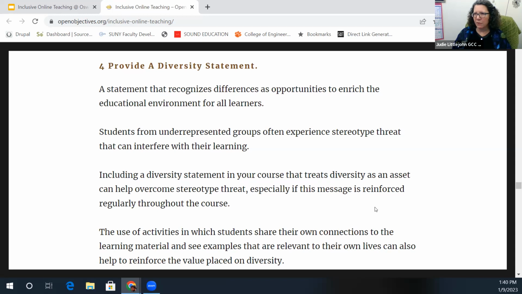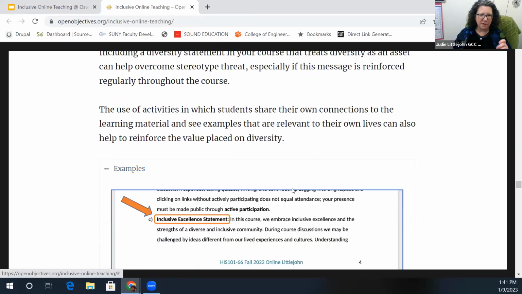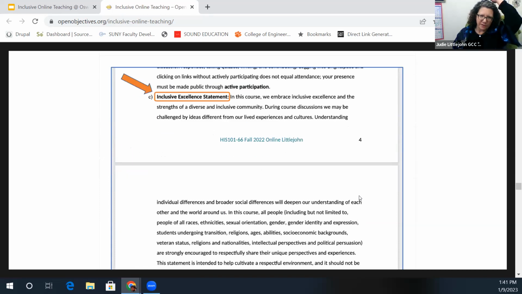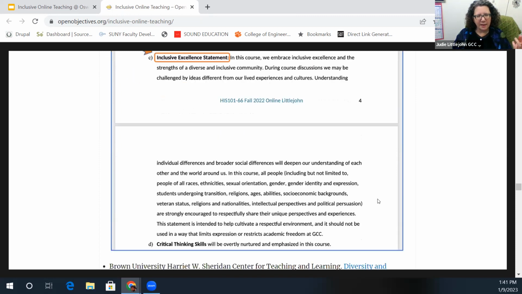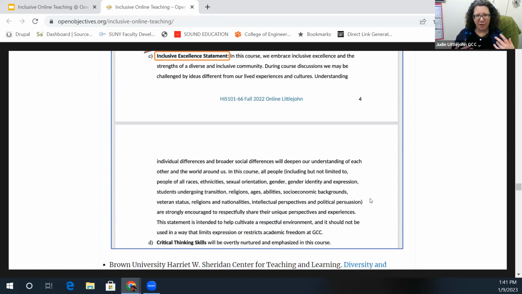Another great thing for inclusion in a course is to provide a diversity statement and be overt in your intention to make sure that all students feel welcome. And we've got some examples and resources. There are some really helpful sites. I put this inclusive excellence statement in my courses, and where I think I fall down is I put it out there, I mention it at the beginning, but I need to circle back a little bit more and remind students that being accepting of each other and making everybody feel welcome is one of the core values that I have in my course. I want to make sure that it's overtly demonstrated.